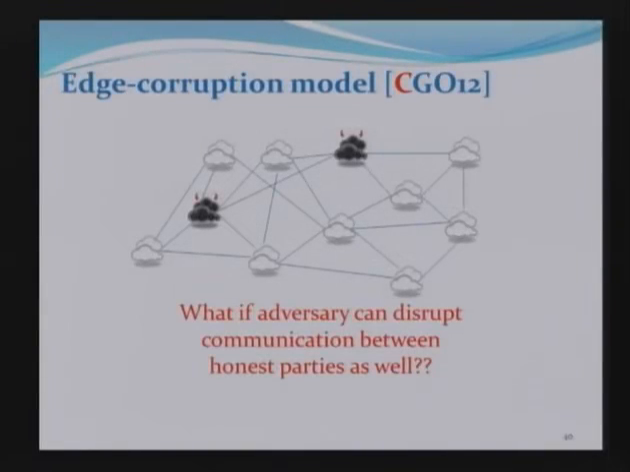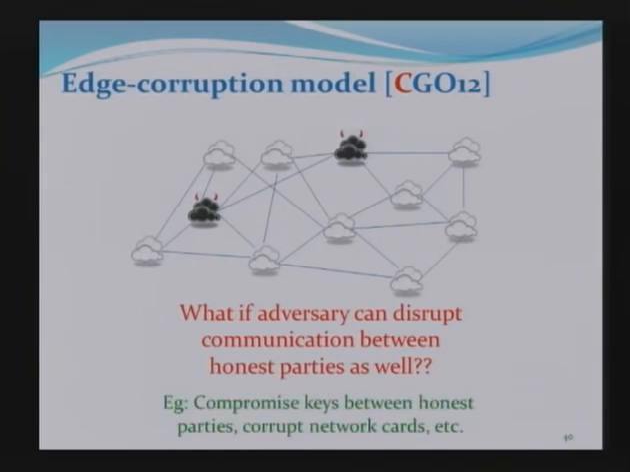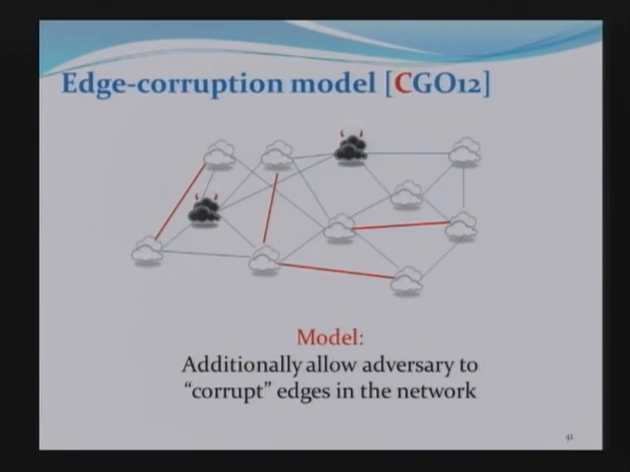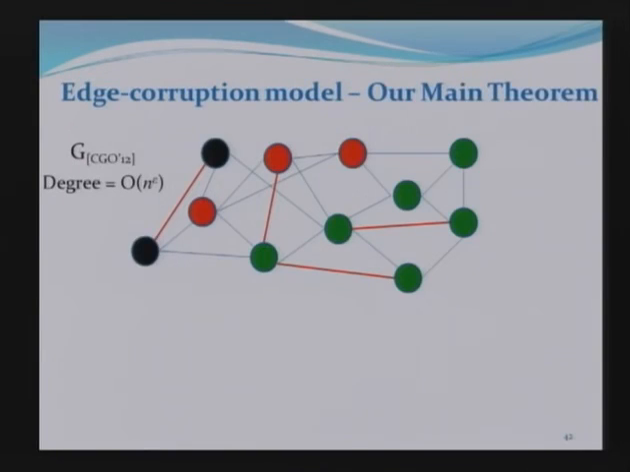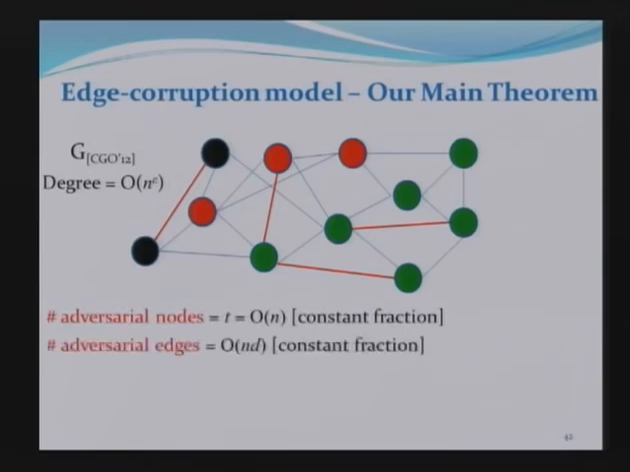Once we are done with that, one naturally wonders, is there anything that the adversary can do beyond just corrupting nodes? And in fact, he can. He could disrupt communication between honest parties as well. There are two honest parties, and maybe on their communication link, something bad happens. In that setting, what can we do? We can model it by considering the so-called edge corruption model, where we additionally allow the adversary to corrupt edges in the network. In this setting as well, we have some results on low degree networks where we can reach agreement.